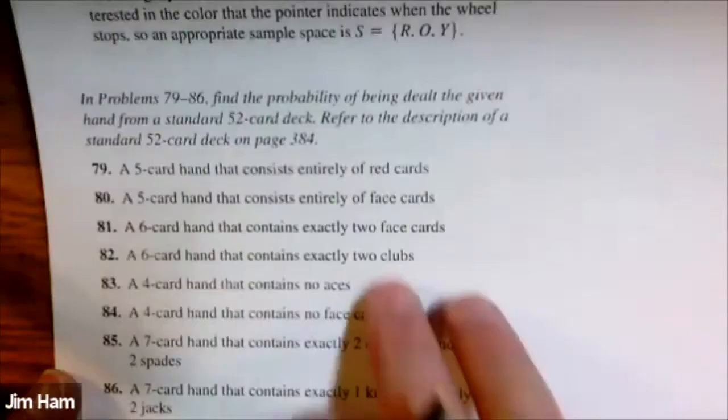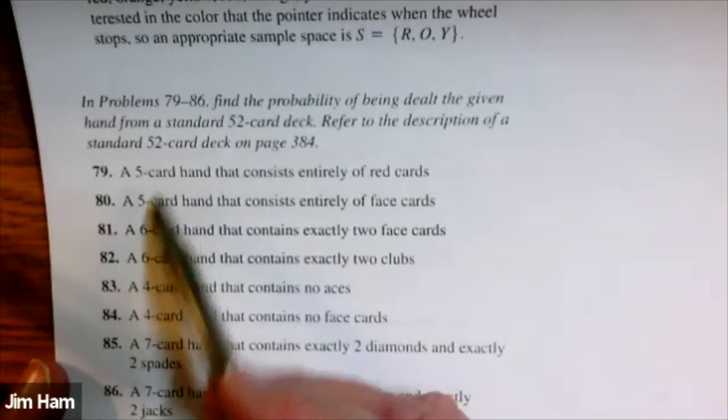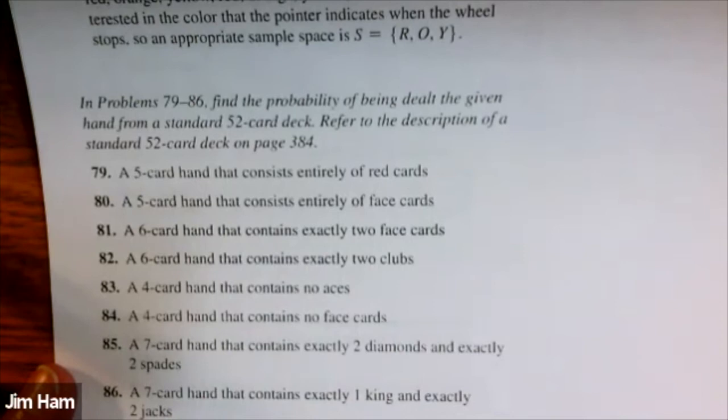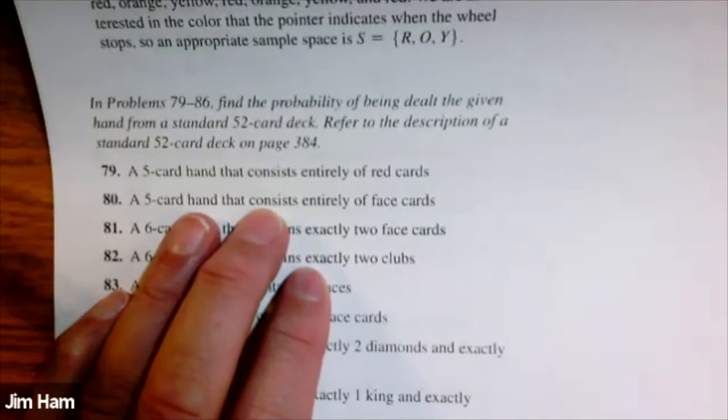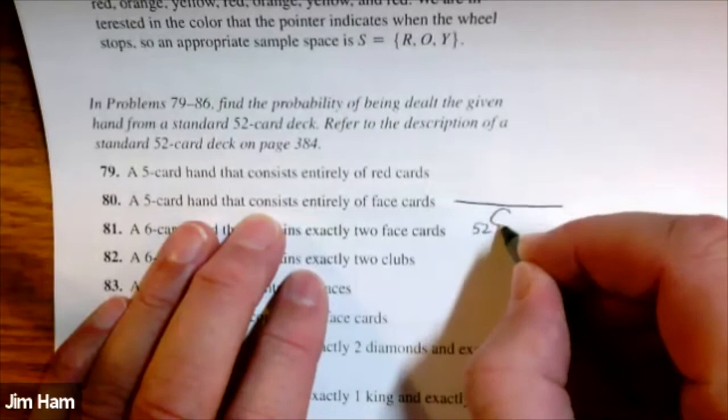All right, let's take a look at some more card examples. Notice they're changing the number of cards that you select: a 6-card hand, 4-card hand, 7-card hand, 5-card hand, something like this. So maybe I'll do the evens. There are two different numbers that you have to count. You have to count the total number of possible hands. Well, in a 5-card hand, that's equal to 52 choose 5. So you've seen this before.